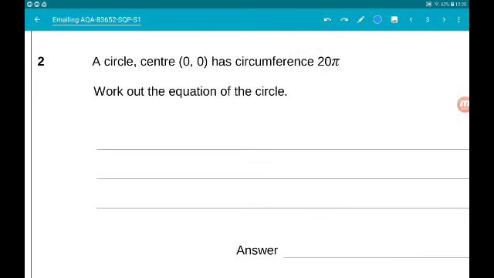Question 2. A circle centered at 0, 0 has circumference 20 pi. We want to work out the equation of the circle. So, circles centered at 0, 0 are of the form x squared plus y squared is equal to the radius squared. So we need to track down the radius. Now, the radius is half of the diameter.